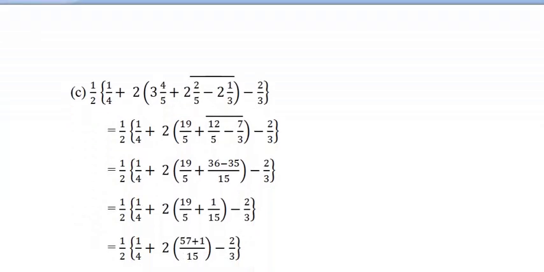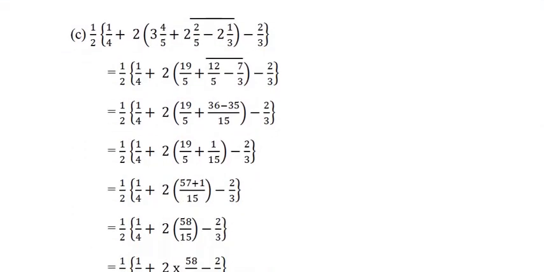Now we have a very big question here, that is question number 3C. You can see here, it's such a very big number. So it is 1 by 2, this curly bracket, 1 by 4 plus 2, bracket open, then 3 whole number 4 by 5 plus 2 whole number 2 by 5, minus 2 whole number 1 by 3, bracket closed. And here we have this bar bracket.